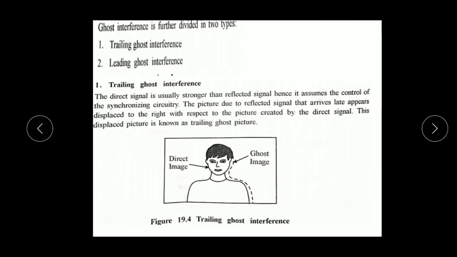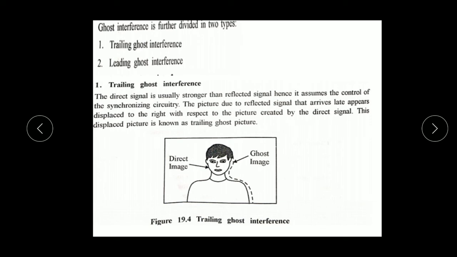Ghost interference is further divided into two types. First is trailing ghost interference and second is leading ghost interference. In trailing ghost interference, the direct signal is usually stronger than the reflected signal. Hence it assumes the control of the synchronizing circuitry. The picture due to the reflected signals that arrive late is displayed to the right with respect to the picture created by the direct signal. This displayed picture is known as the trailing ghost picture.